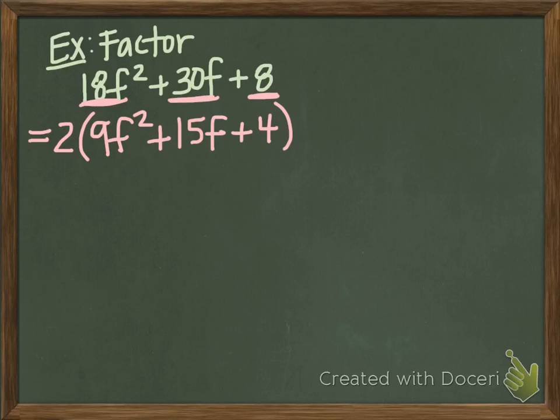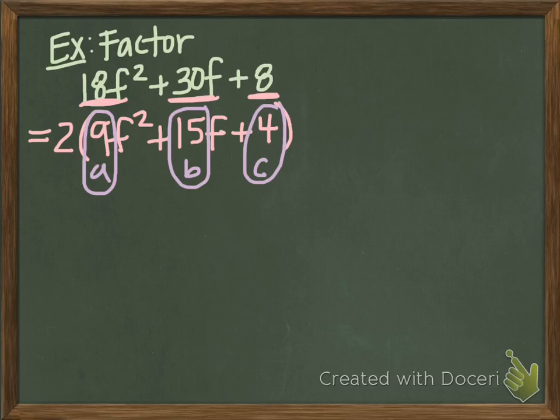So our A is the number in front of, sorry, in front of f squared. That's 9. The B is in front of my f, which is 15. And the C is the constant at the end, which is 4. All right, so we've identified A, B, and C. Step 3, we're going to set up our x. On the top, we're going to put A times C. On the bottom, we're going to put B.